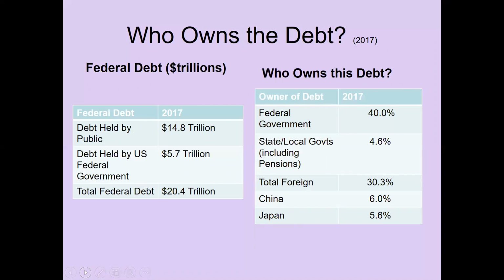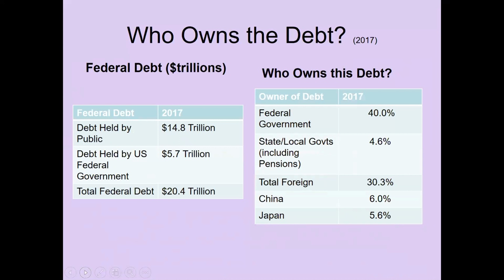Now here's the question, who owns this debt? Currently, as of October 2017, there is $20.4 trillion in federal debt. The public owns $14.8 trillion of this debt, and $5.7 trillion is owned by the federal government. Now, in looking at this, you can see that there's some rounding there that gets us to that.